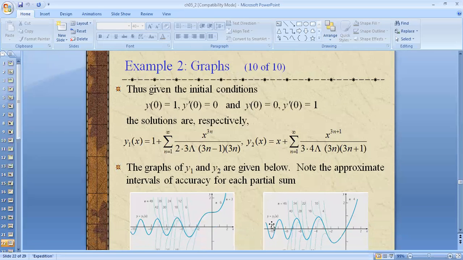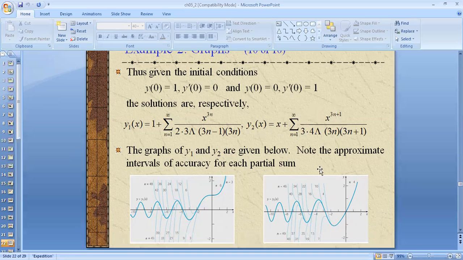And we can represent this solution in a graph. This is for the first solution, this is for the first root, and this is for the second root. This is the geometrical interpretation for n odd and n even. This is for the y1 function, and this is for the y2 function.